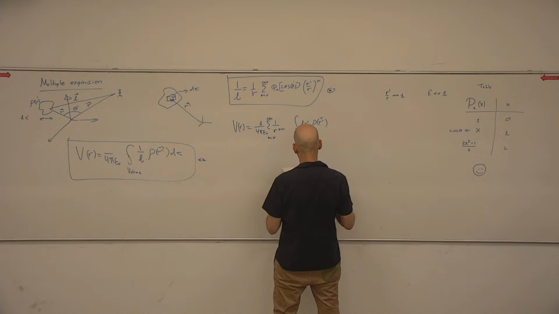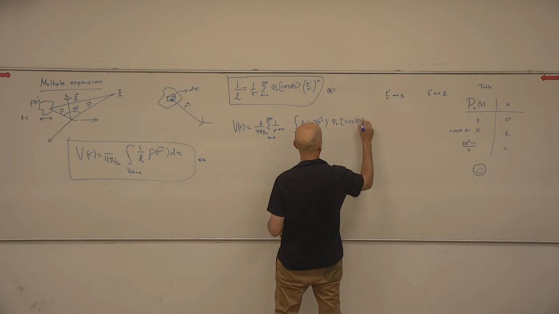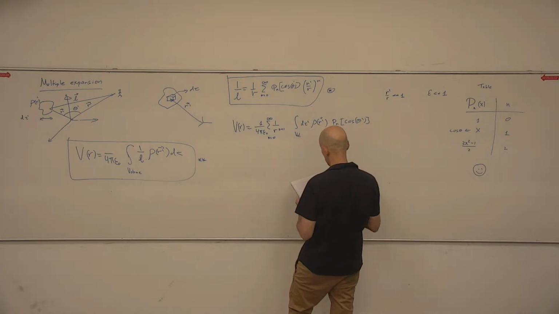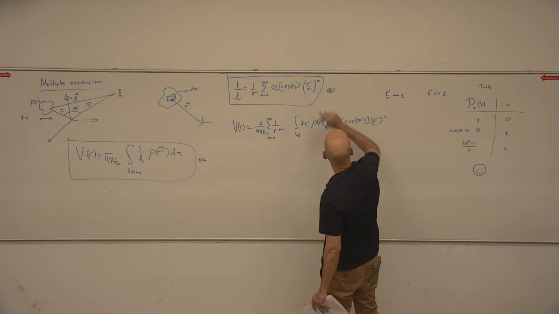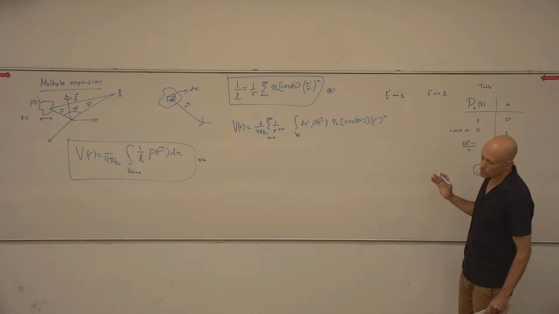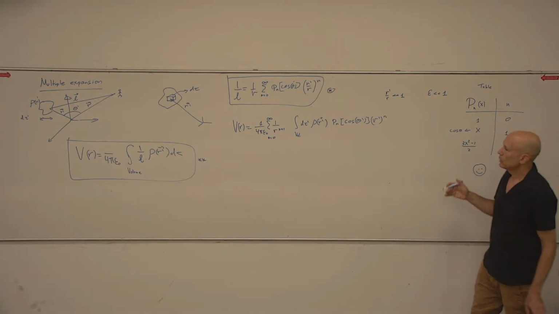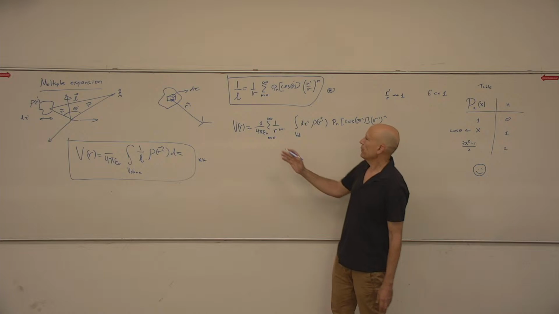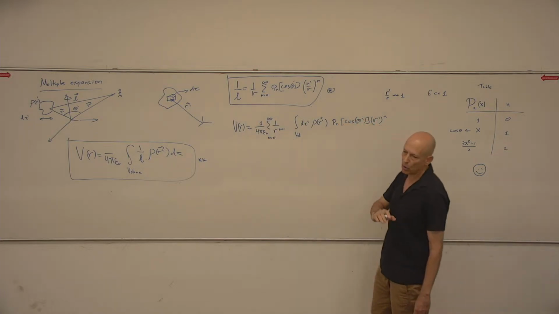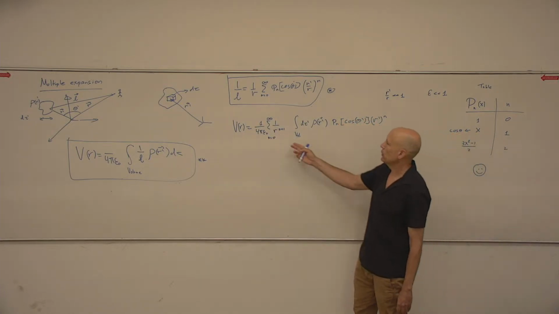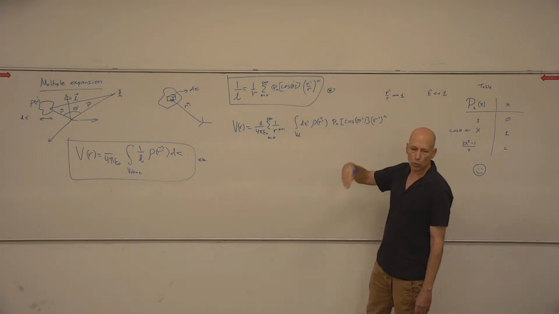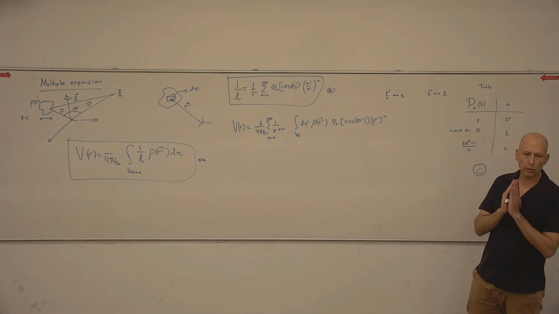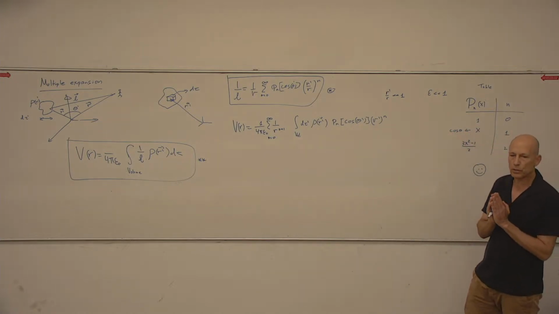What do I have here? P_n of cosine theta. Sorry, r prime to the power n, this one. So this is now an expansion of this potential, and you see here all the orders of 1 over r, 1 over r to the power 2, 1 over r to the power 3. You pray to God, I hope this series converges.